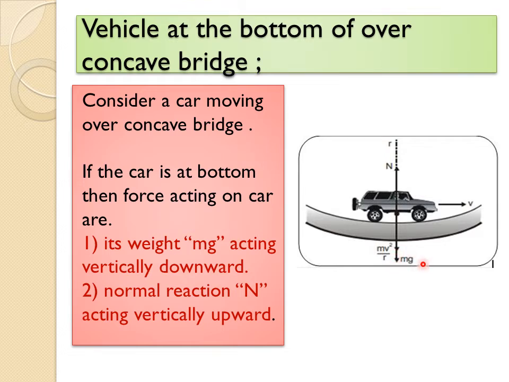Always remember that weight mg always acts vertically downward, as we also saw in the last point. Next, the normal reaction n is acting vertically upward. So basically two forces are acting: its weight mg acting vertically downward, and the second force, normal reaction N, acting vertically upward from the center of gravity. V represents the direction of velocity of the car. So see the next.